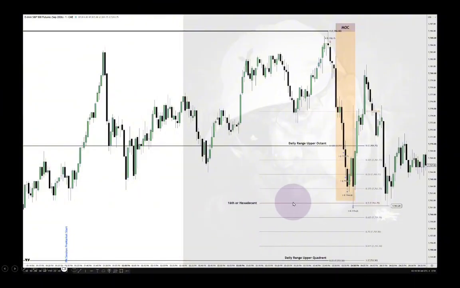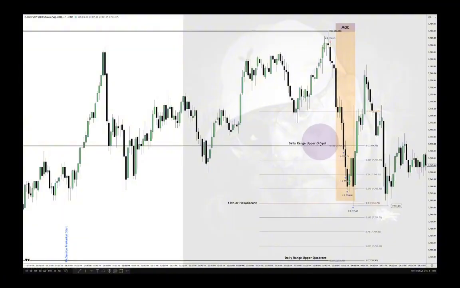We're dealing with 16ths, okay? So by having that range high and that range low, according to the daily range, we split that in half, okay? Because this is an octant, and an octant is between a quadrant or a percentile. This is a percentile. This is an octant, which is half of the range between a percentile, or the highest of the range down to the upper quadrant. So half of that is an octant.